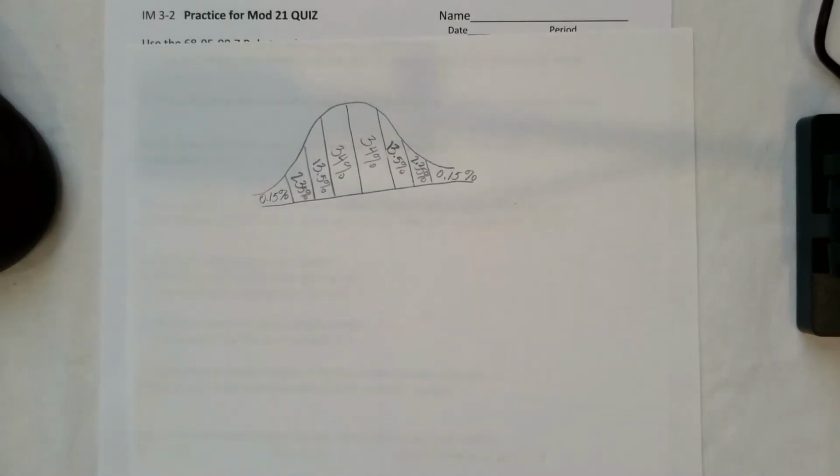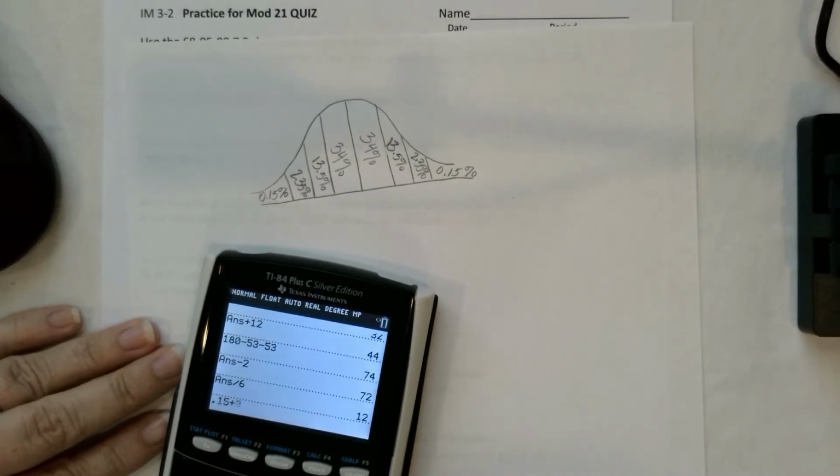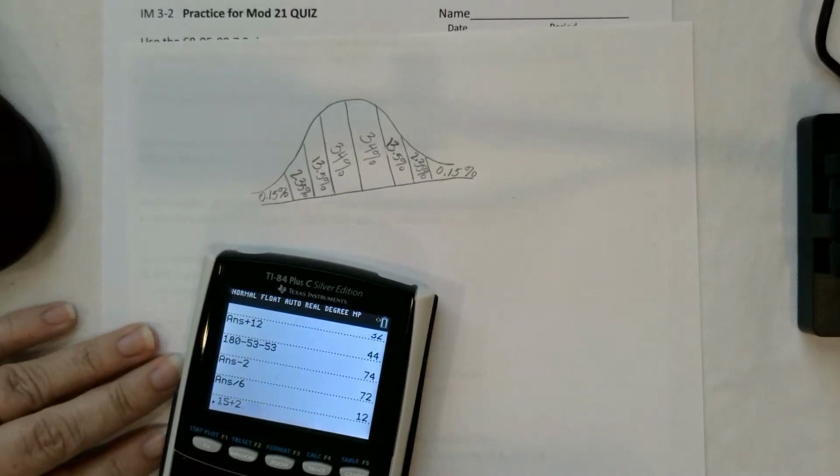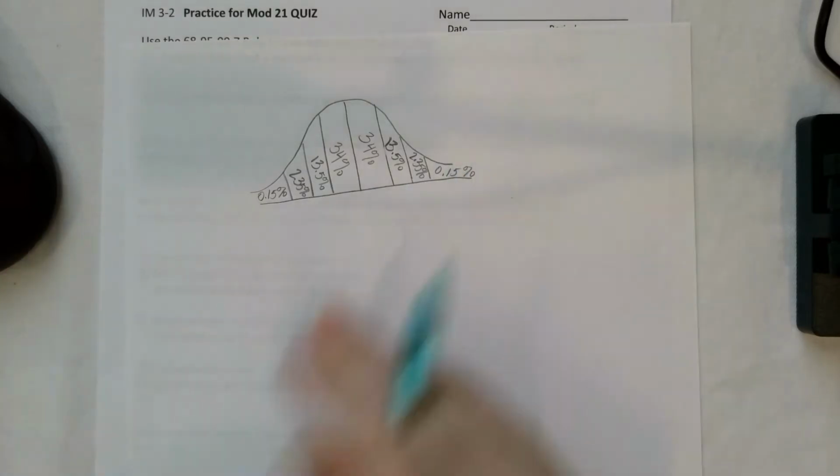I'm pretty sure. Let me just verify. So let's see. 0.15 plus 2.35 plus 13.5 plus 34 is 50. Yeah, we should be good. Okay. So let's go ahead and check now.